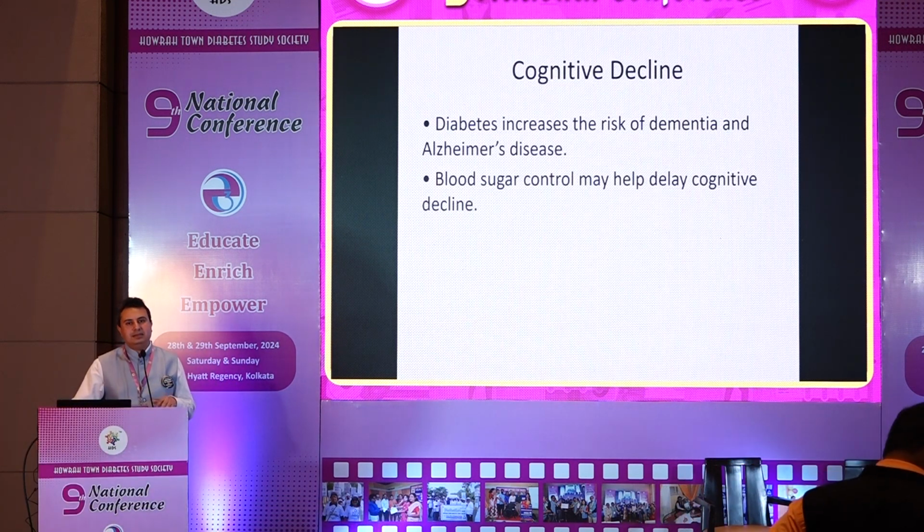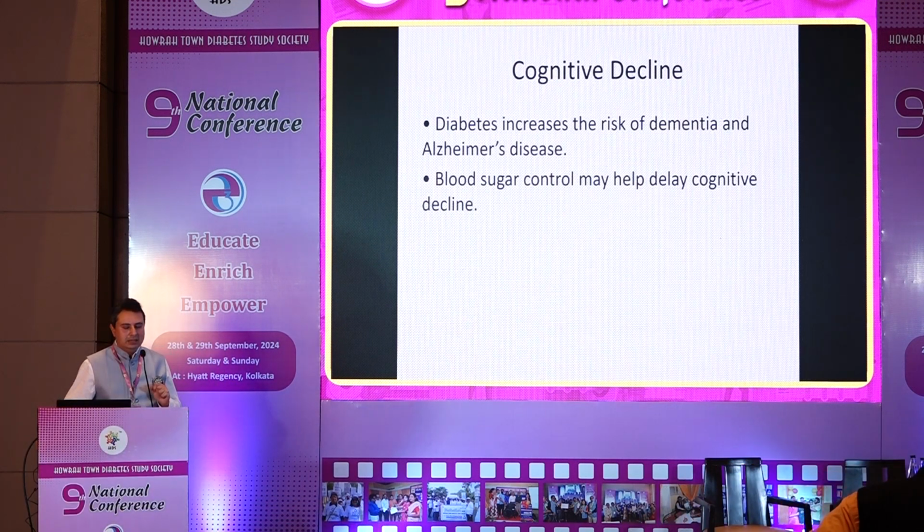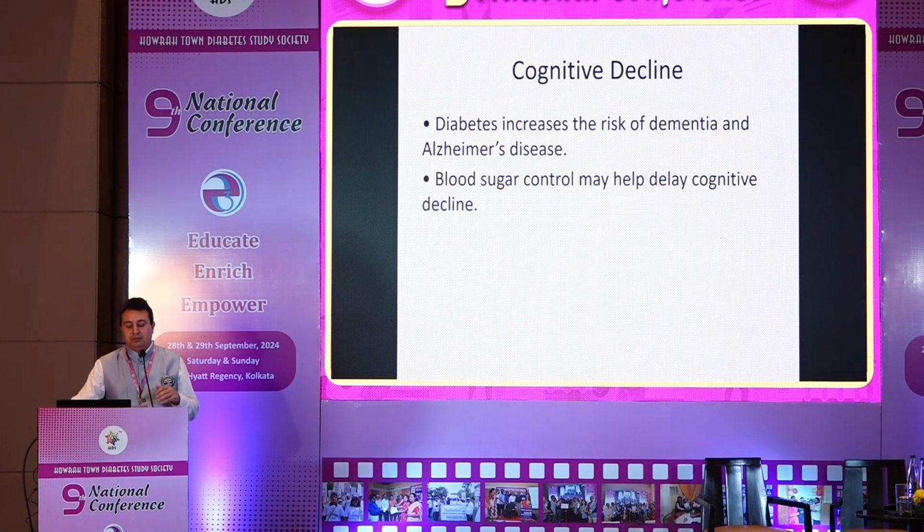Cognitive decline, again, something that we very commonly come across in the elderly individuals, and we know that the risk of dementia and Alzheimer's disease is very common in those living with diabetes for many number of years, and we have to actively screen for those. If required, you can do a mini-mental score examination and take help of your team.